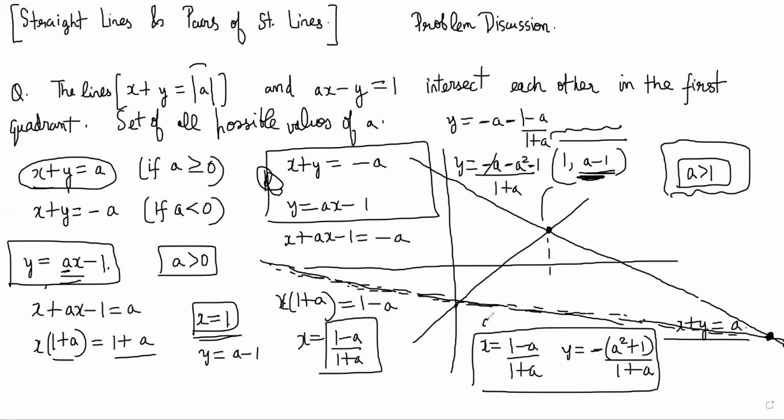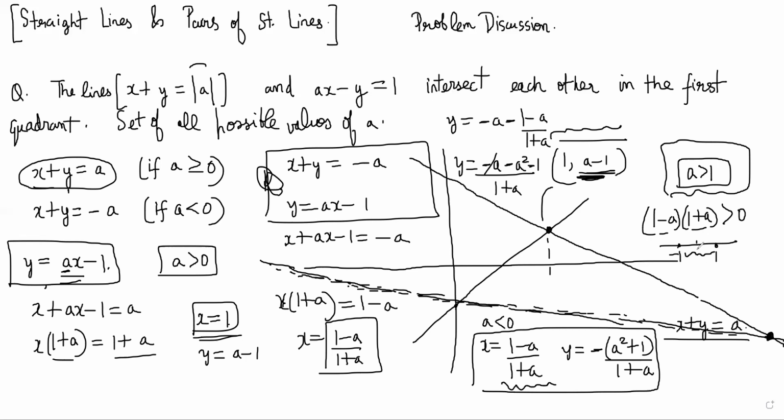If A is less than 0, you have these quantities. Now, in order for this intersection point to be in the first quadrant, you have to make both positive. So (1 minus A) by (1 plus A) is greater than 0 will happen when A is between minus 1 and 1, that is, A is greater than minus 1 and less than 1. In that range, this is positive, this is positive.